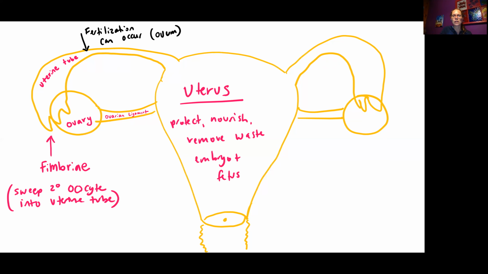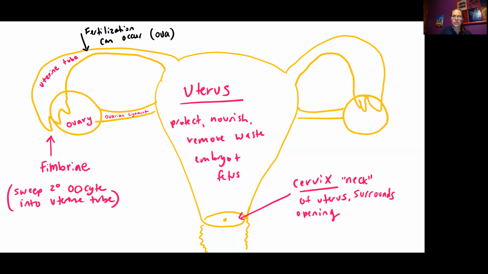From there, we would see embryonic development happening in the uterine tube, and then that embryo can implant into the uterus. The job of the uterus is, of course, to protect and nourish a developing embryo and fetus, and then help to remove waste from the developing embryo and fetus as well. The embryo and fetus designations tell us how far along in development we are. So the embryo is the early stages, and then fetus is what we call it after it really starts to become looking like what it will look like at the end, I guess we can say, and then it's called a baby at birth.